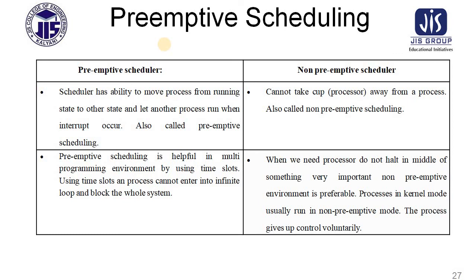Let's go to point number 1. The scheduler has the ability to move a process from the running state to another state and let another process run when an interrupt occurs. This is called preemptive scheduling. Non-preemptive scheduling cannot take the processor away from a process. Coming to point 2, preemptive scheduling is helpful in a multi-programming environment by using time slots, and a process cannot enter an infinite loop or lock the whole system.